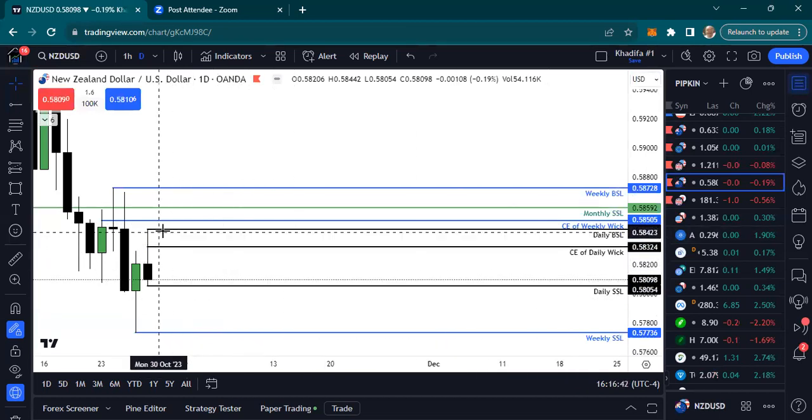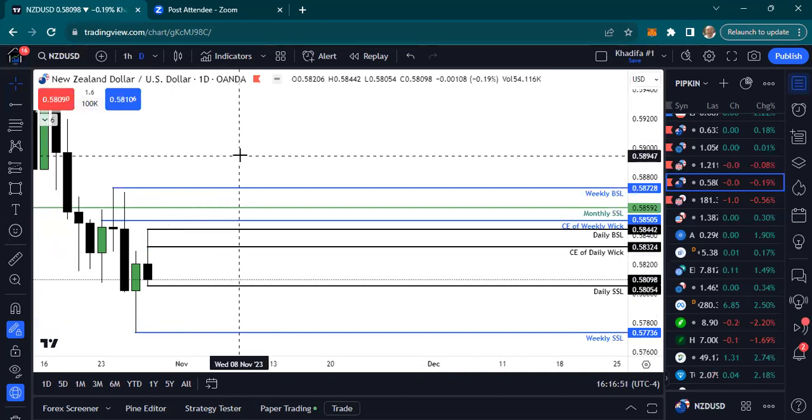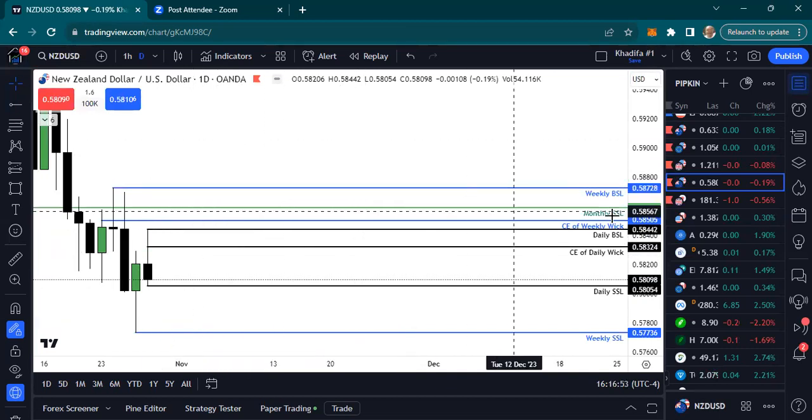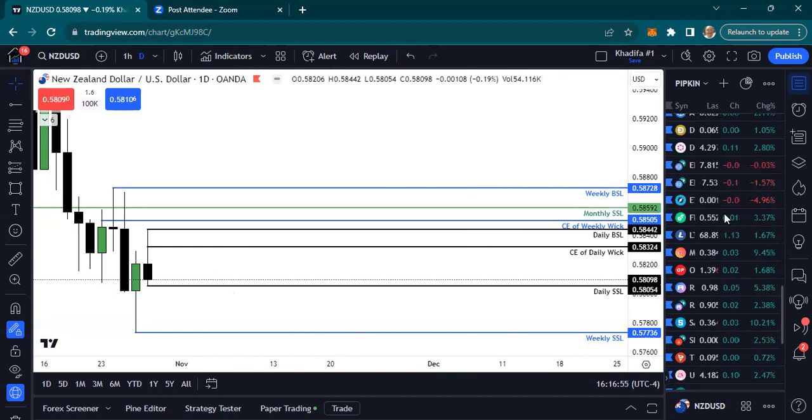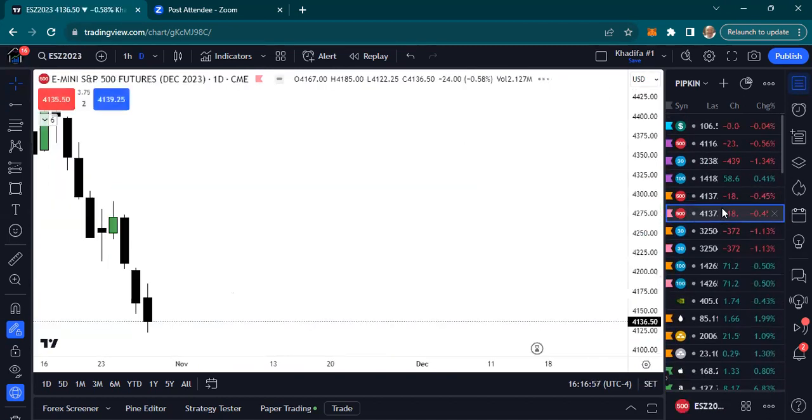I do not want to see us close above the daily buy side liquidity for NZD/USD. And if we do, I will adjust my analysis and start to target buy side liquidity and buy side inefficiencies in the market. Cool beans, cool beans.